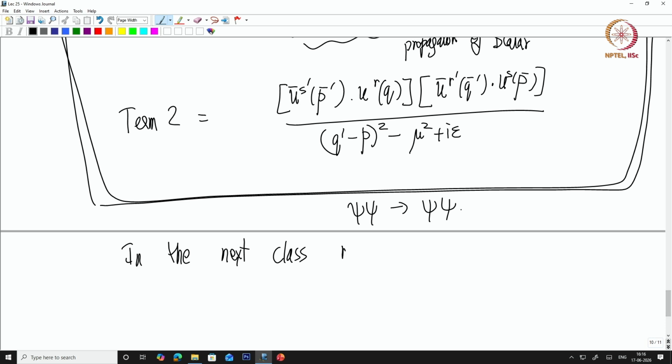In the next class, we will do the same amplitude using the Feynman diagram approach.